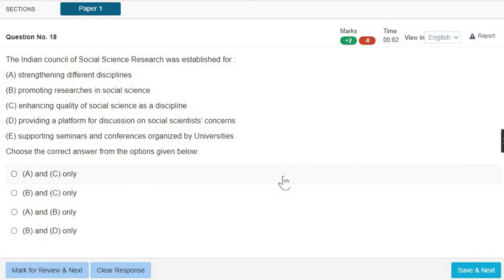The Indian Council of Social Science Research was established in 1969. Government of India foundation, social science. B and C.